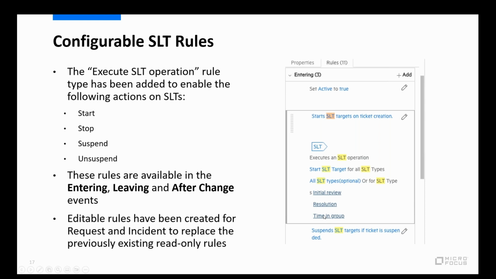So if you are adding a new target type, you have two options. You can either create a new rule that starts it, or does any of the actions, or especially in this case where you're starting on a new ticket creation, if you wanted to start your type there, you could just add it to the list of SLT types to start and stop.